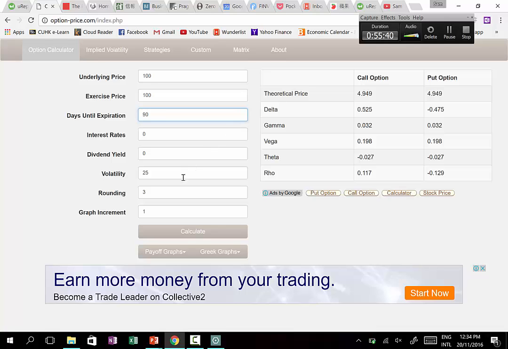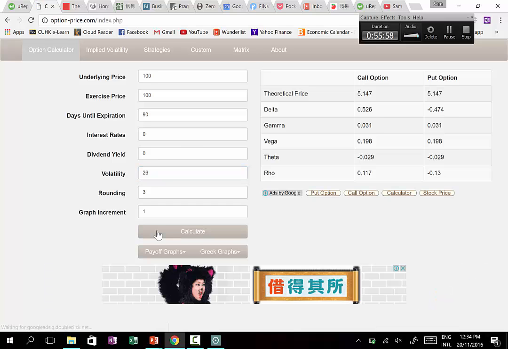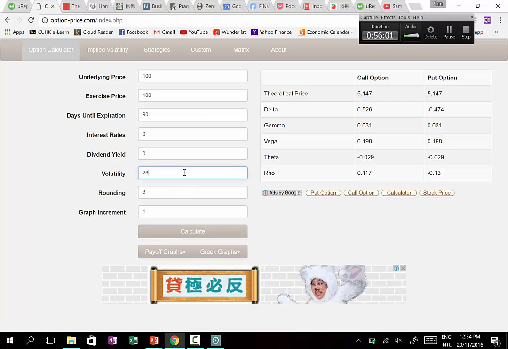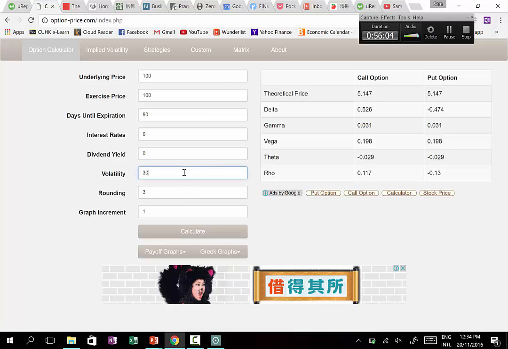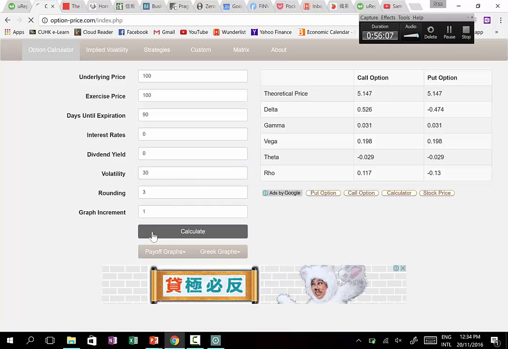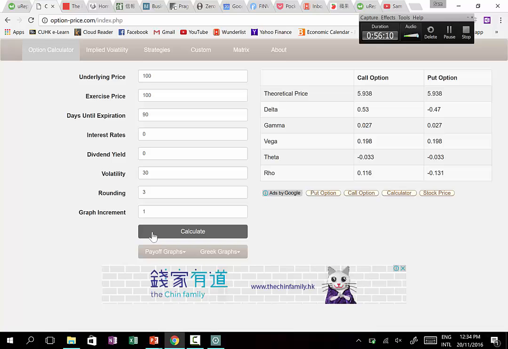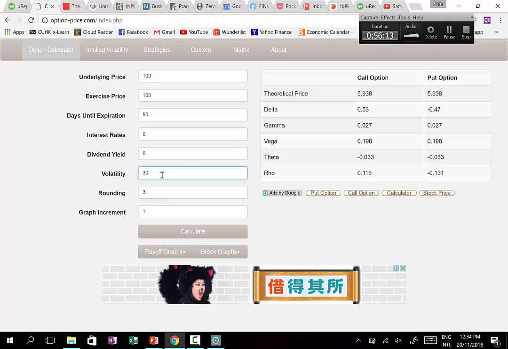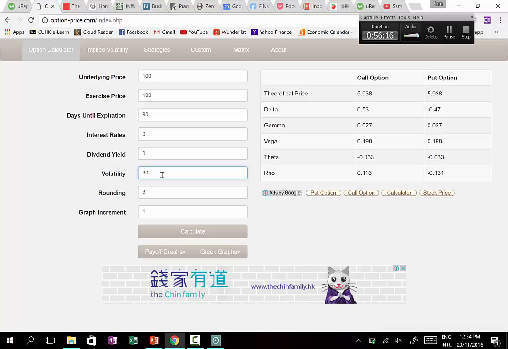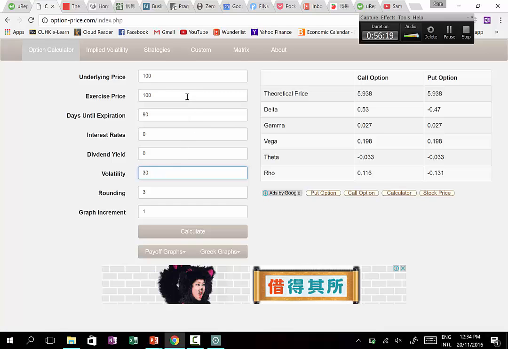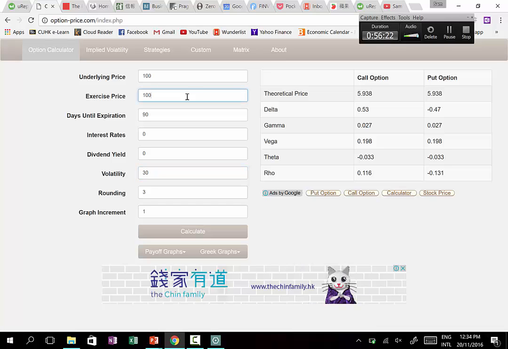If I change nothing except the volatility, which was 25, if I now change it to 26, and if I hit calculate, you will see that the vega values are going to change. 0.198. Oh, they don't change very much. Okay, let's pump that up to 30. Okay, then they will change. They don't change. You know why? I'll tell you why. Because this option is at the money. That's exactly the point I want to make to you.